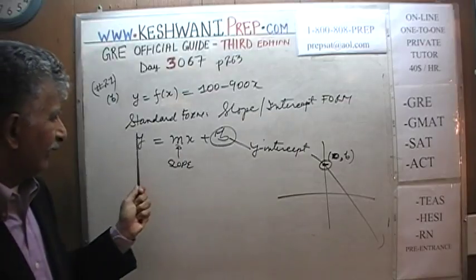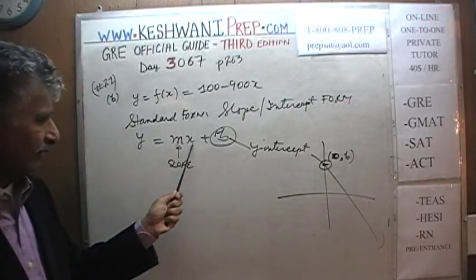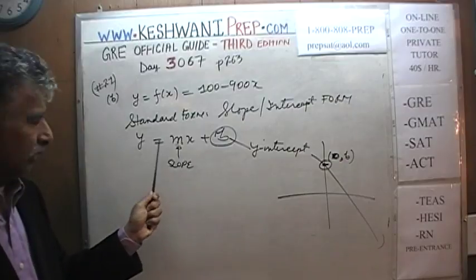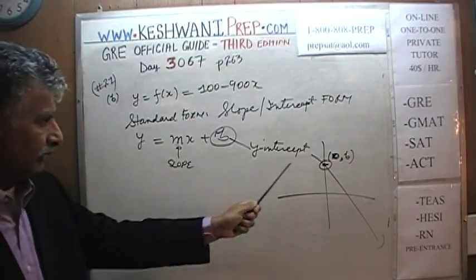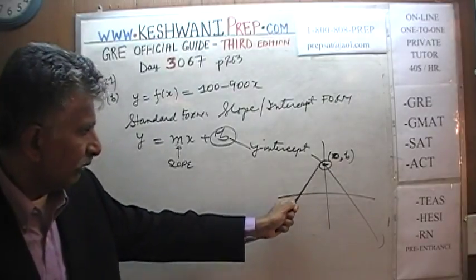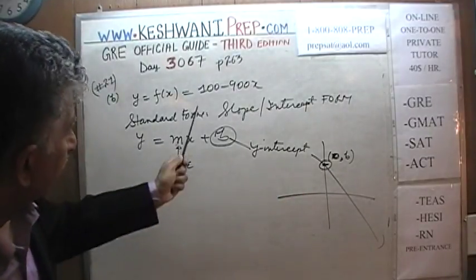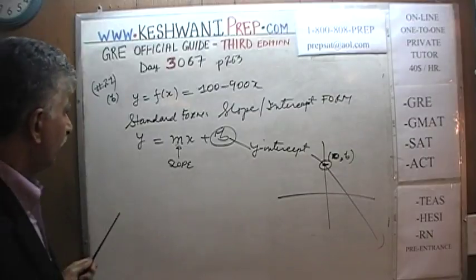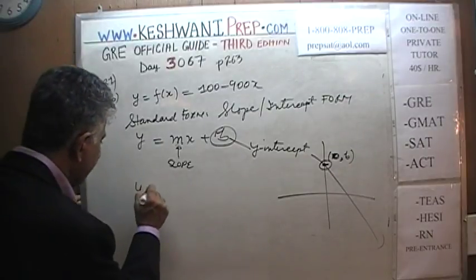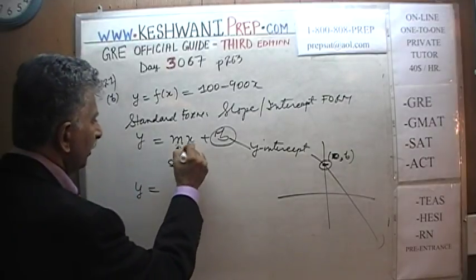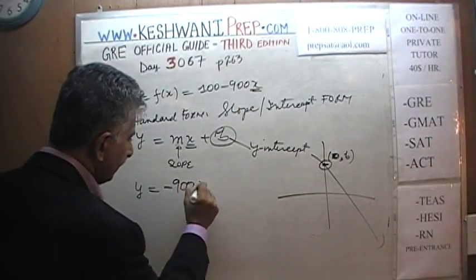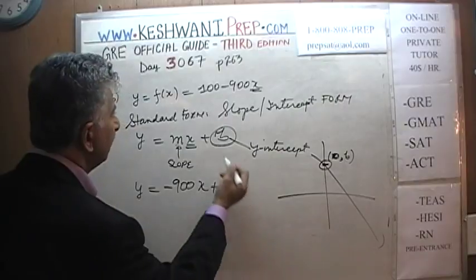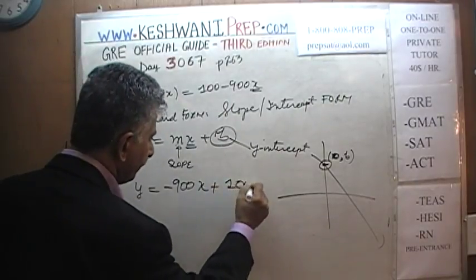B represents the y-intercept because that's the value of y when x is equal to 0. When x is equal to 0, 0 times m becomes 0 and y is equal to b. That's your y-intercept. Let's rewrite this equation in this form. So y is equal to mx plus b. Whatever multiplies x, we write that first: minus 900 times x plus b. B here is 100.